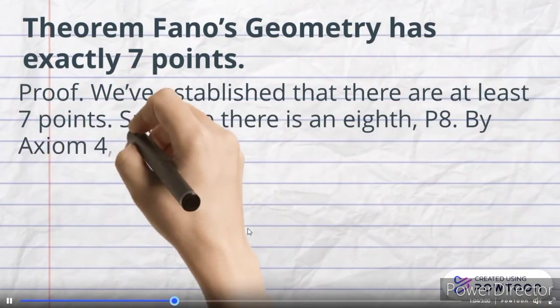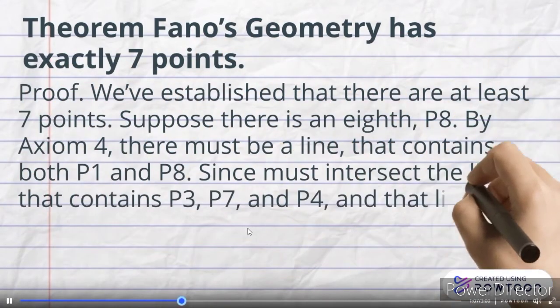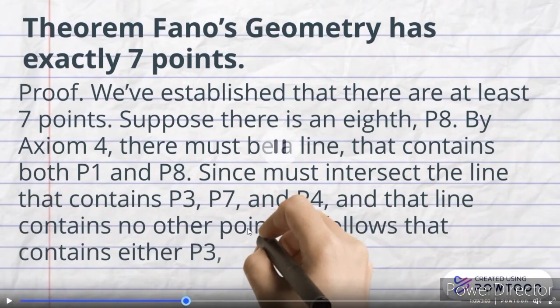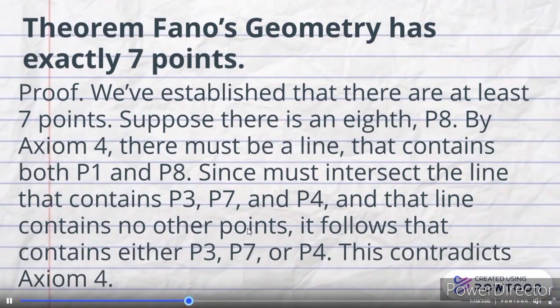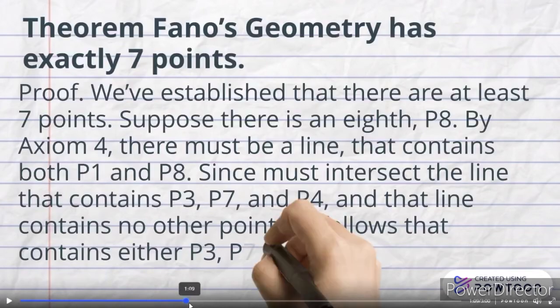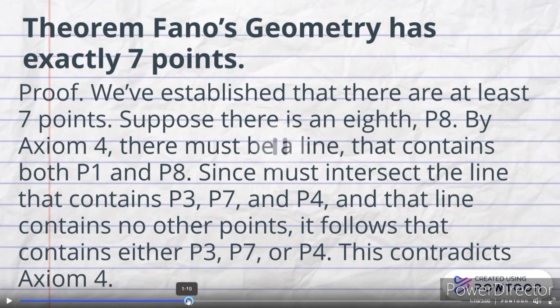Theorem. Fano geometry has exactly 7 points. Proof. We've established that there are at least 7 points. Suppose there is an 8th, P sub 8. By axiom 4, there must be a line l that contains both P sub 1 and P sub 8. Since l must intersect the line that contains P sub 3, P sub 7, and P sub 4, and that line contains no other points, it follows that l contains either P sub 3, P sub 7, or P sub 4. This contradicts axiom 4.